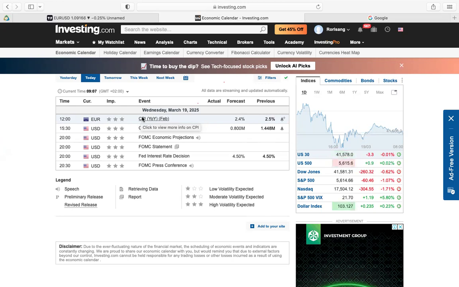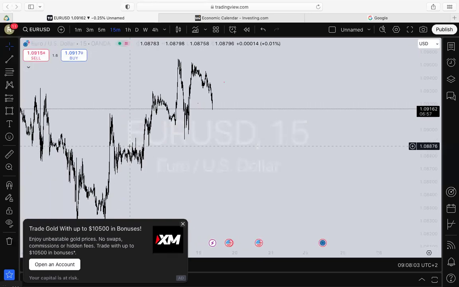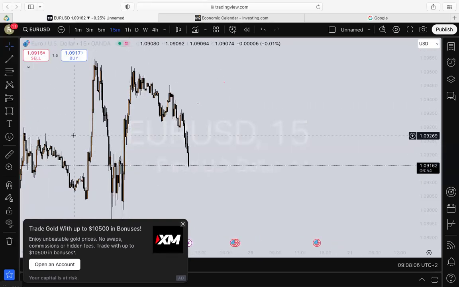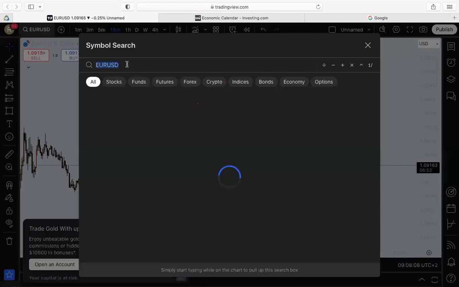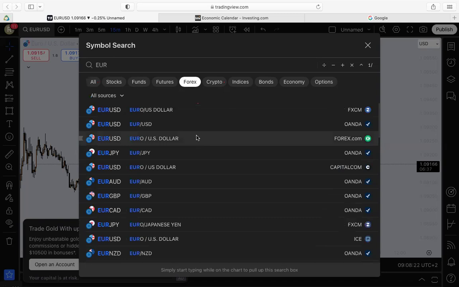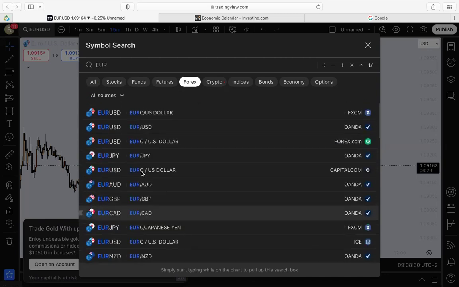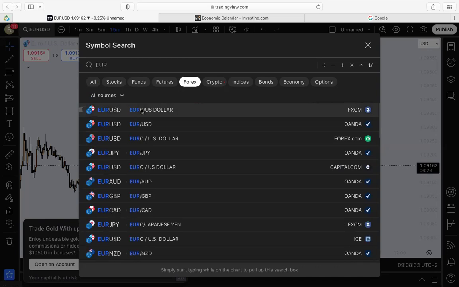Nice. So pairs we should trade, we're speaking of Euro USD, right? It's one of the pairs we should trade. We're speaking of any pair that has Euro, right? I hope we understand each other. Euro, indices, stock, futures, forex, support this. Nice. So we got Euro JPY, Euro AUD, Euro GBP, Euro CAD, right? And Euro US dollar, right? Nice.